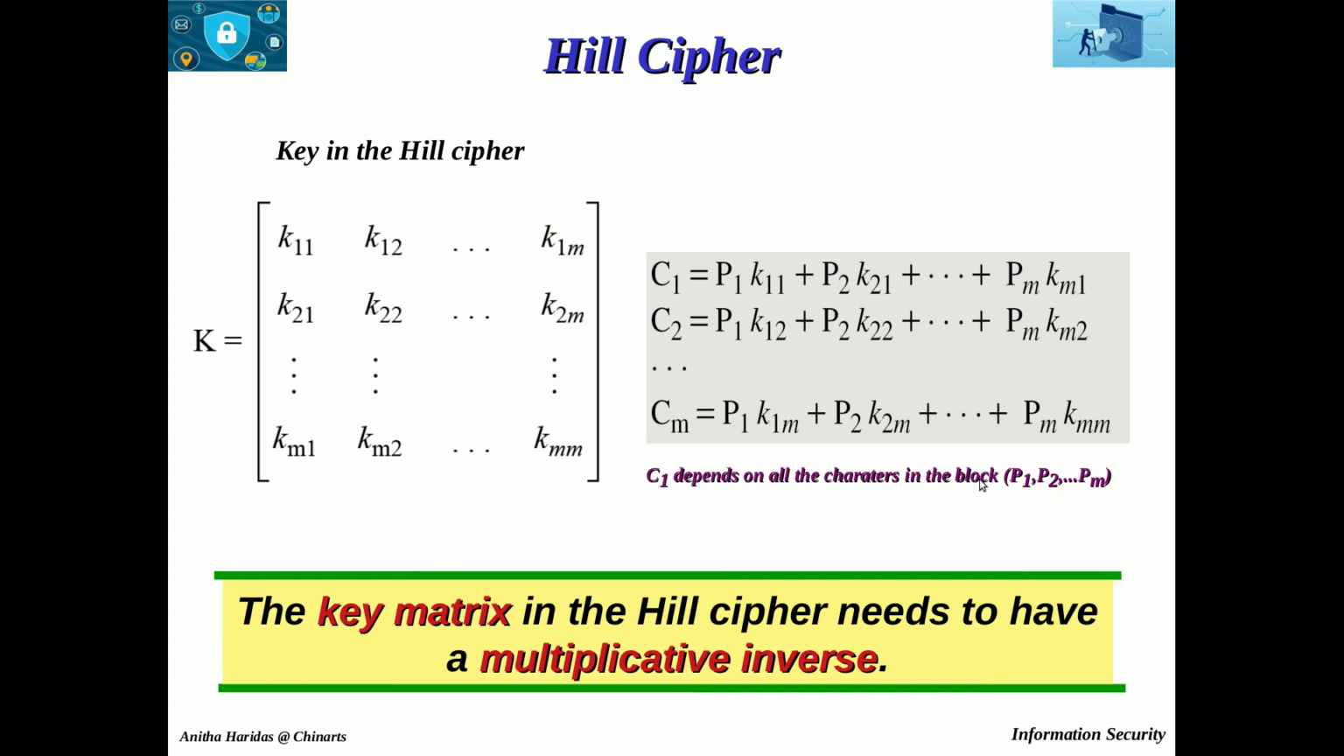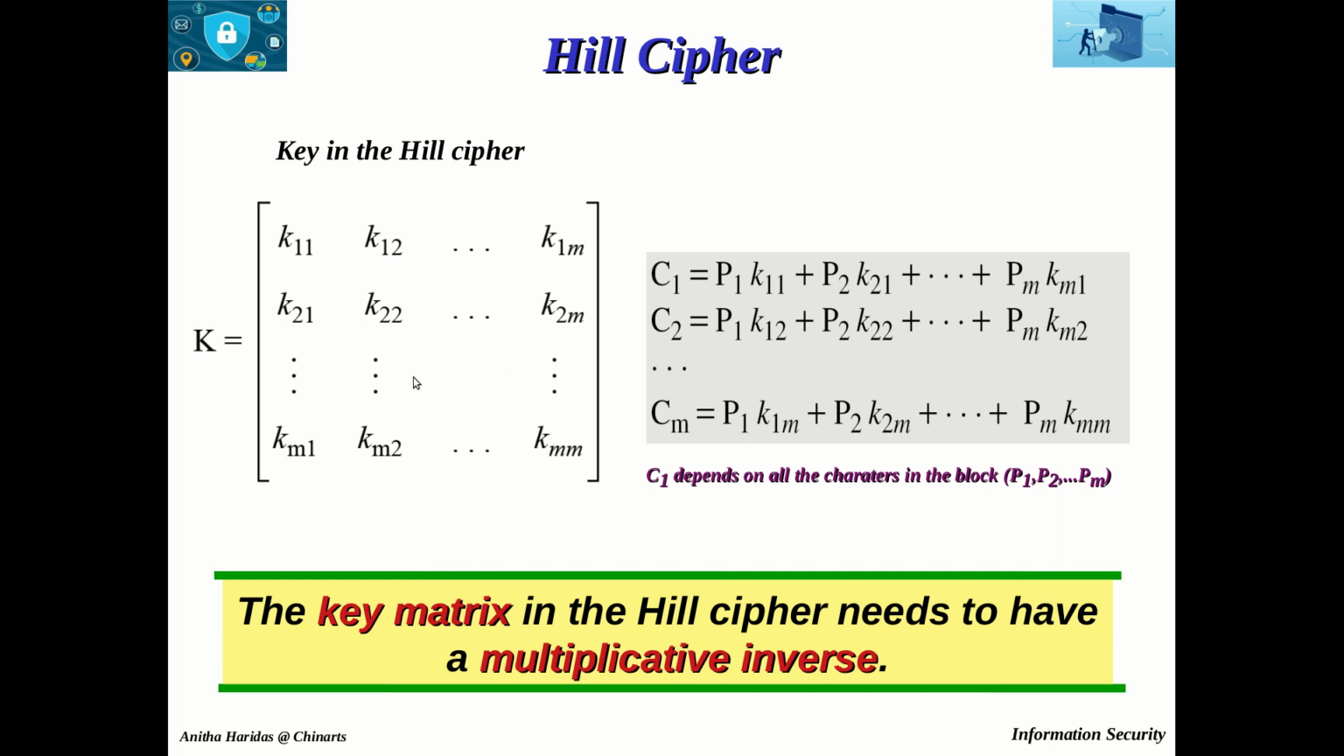the plain text block. And we should also observe here that the key matrix in the Hill cipher must have a multiplicative inverse. Only then we can do the decryption process. This is one condition we should understand in the Hill cipher. I repeat, the key matrix in the Hill cipher must have a multiplicative inverse. Only then we can do the decryption process.